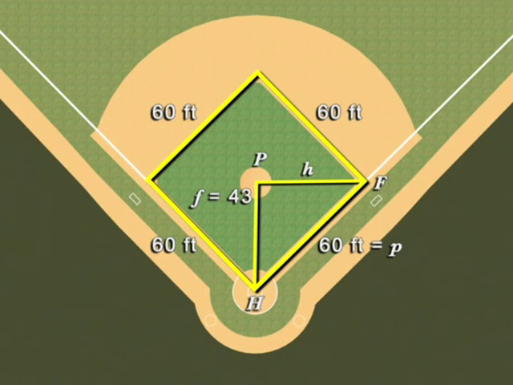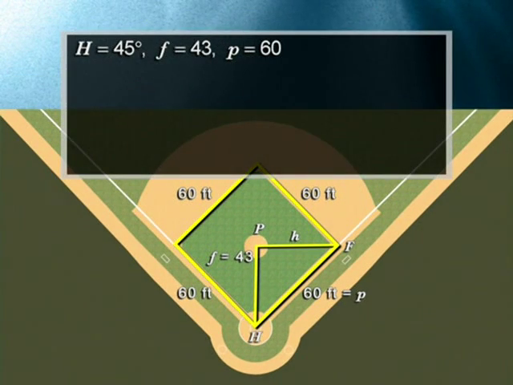So we can use the law of cosines. Isn't this neat? We know little f is 43. We know that side. We know the other side is 60. And the included angle is 45 degrees. So the law of cosines is perfect here.